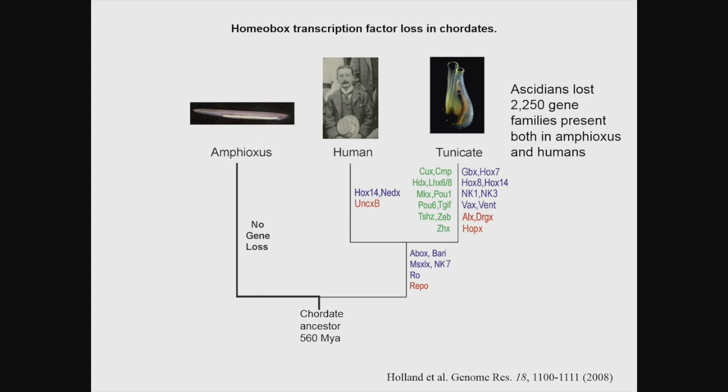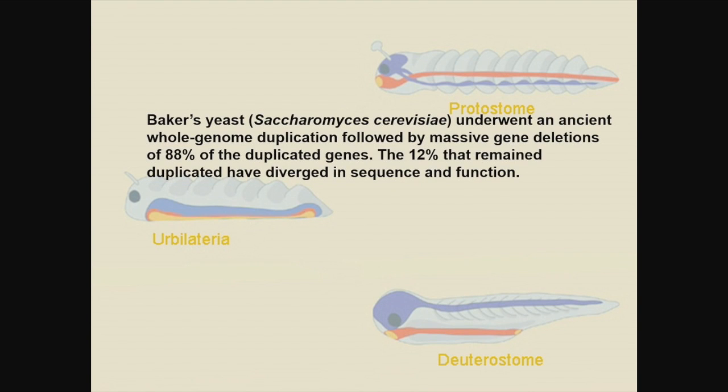These have lost many, many genes, but they're fine, probably like the sea urchin lost its brain. These lost much of it as an adaptation to their new way of life. And in fact, one of the very great friends of humanity is the baker's yeast that gives us bread and gives us beer. The actual Saccharomyces cerevisiae had a whole genome duplication followed by massive gene deletions, and it lost 88% of its duplicated genes.